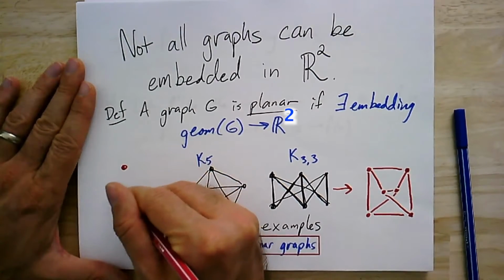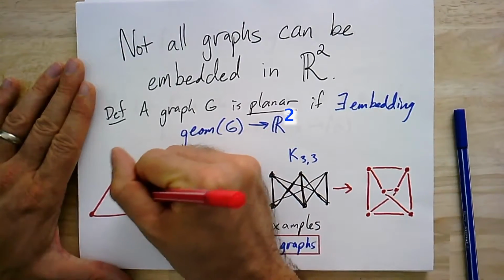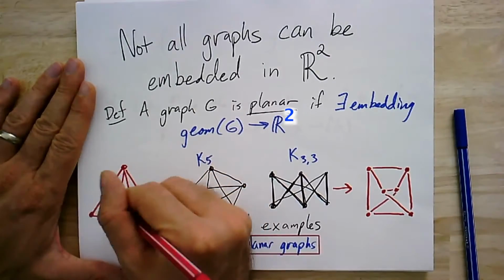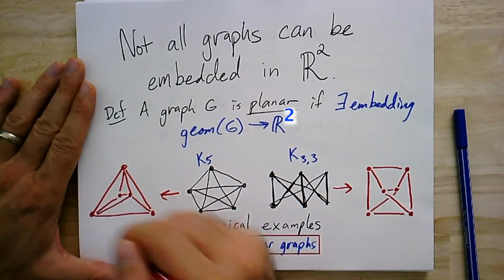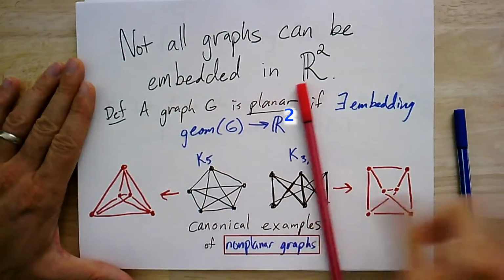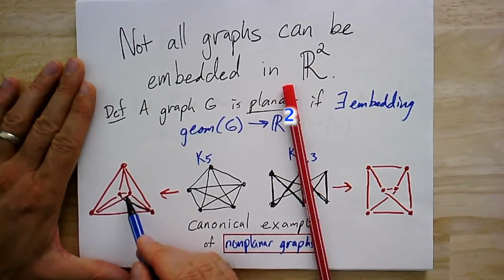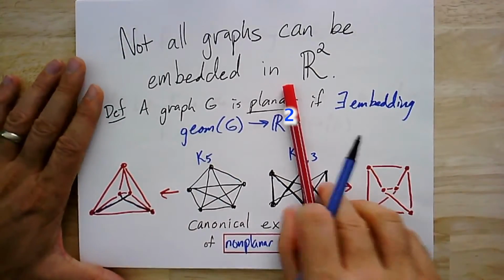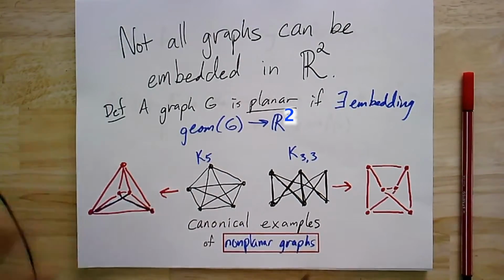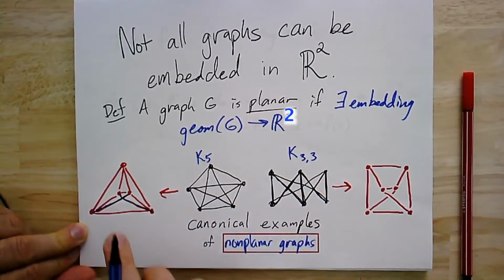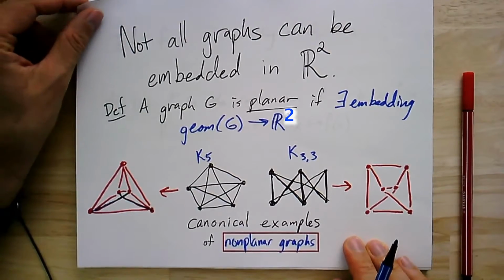K5, similarly, you can draw it like this. You could draw it like a triangle, and it also looks like it has a kind of twist right here. It seems like if you could just untwist this crossing, you could draw it without crossings, but you can't, right? There's just no way to rearrange these points or rearrange how you drew the edges to make it an embedding in the plane. Okay, so these are the two canonical examples that we'll always go back to.